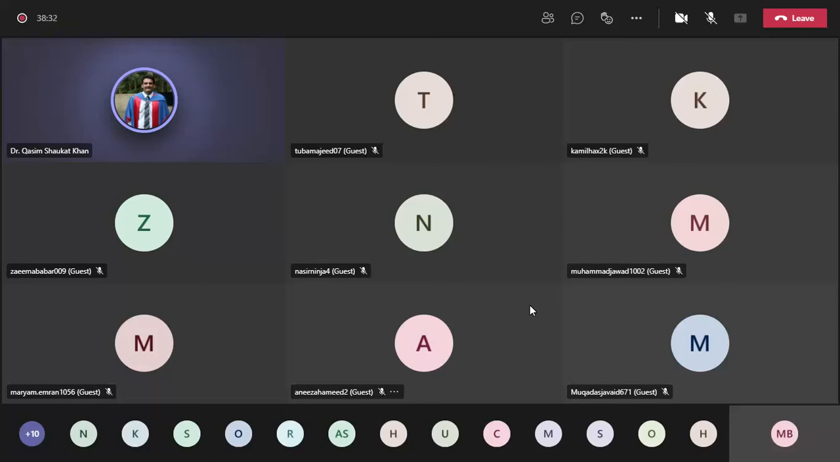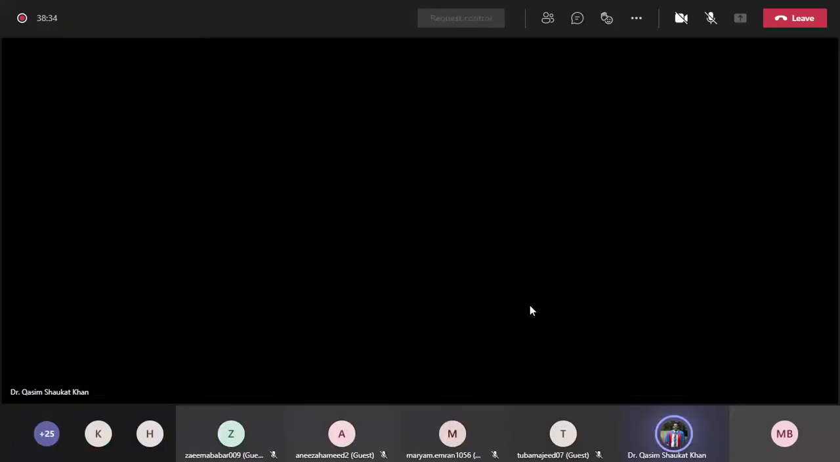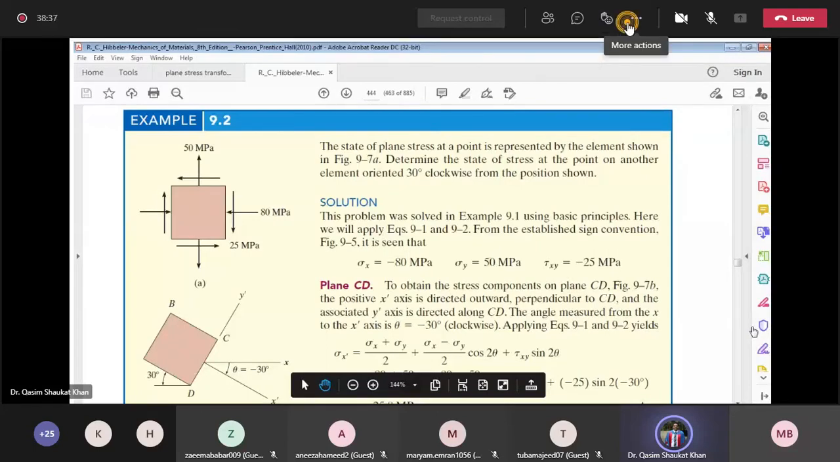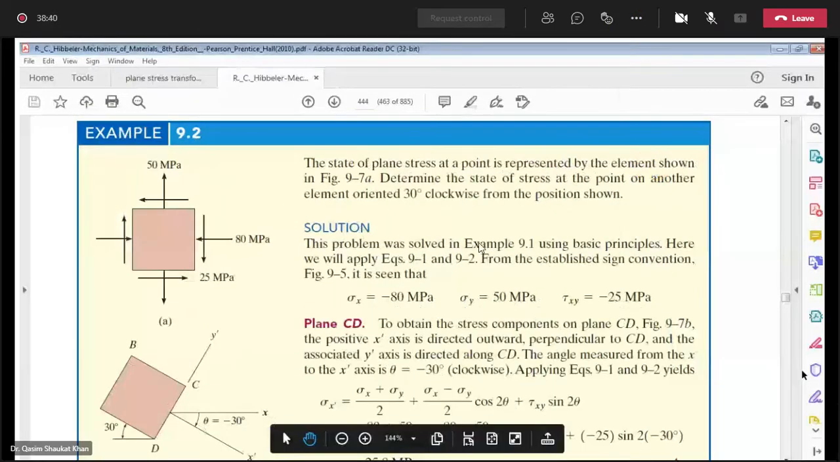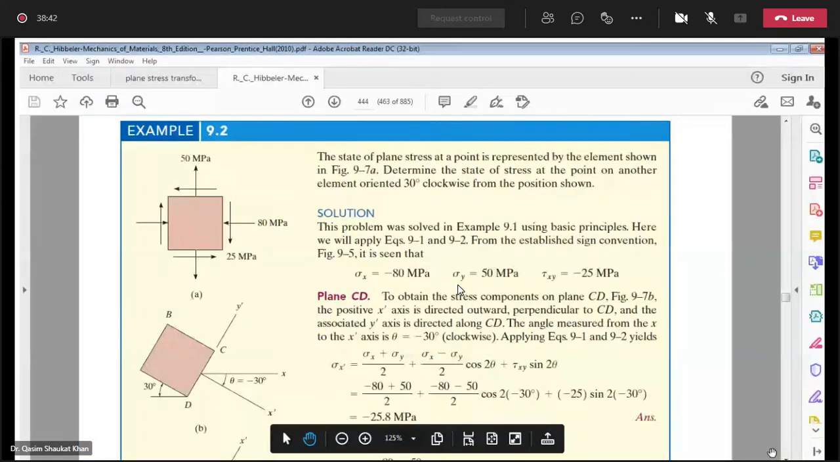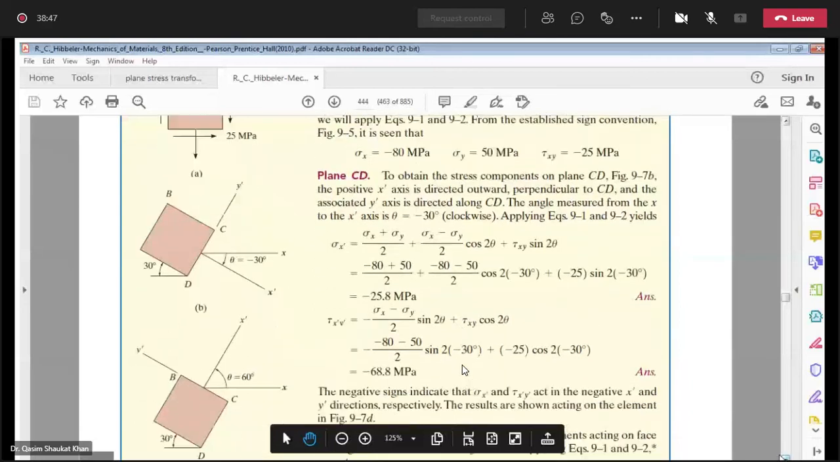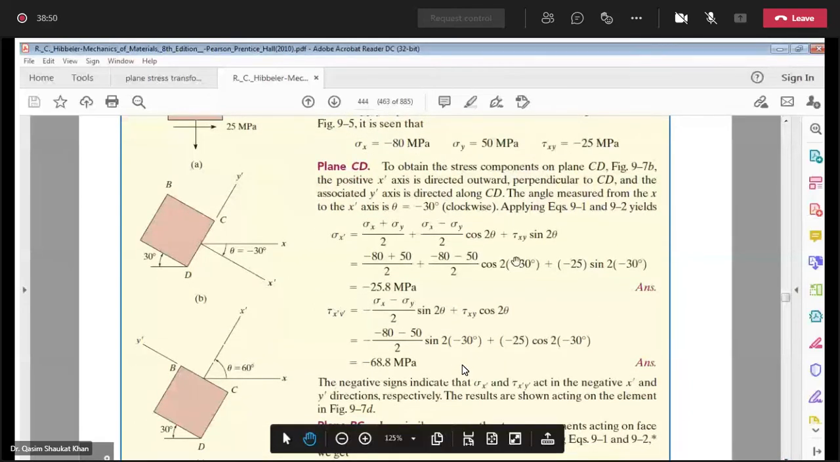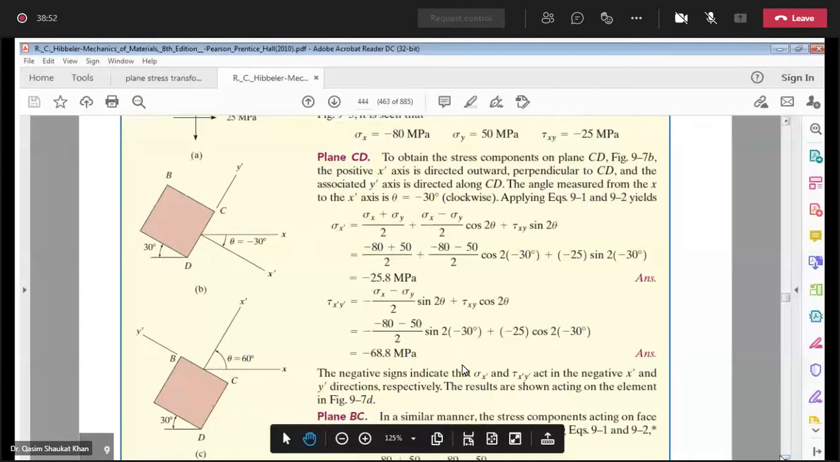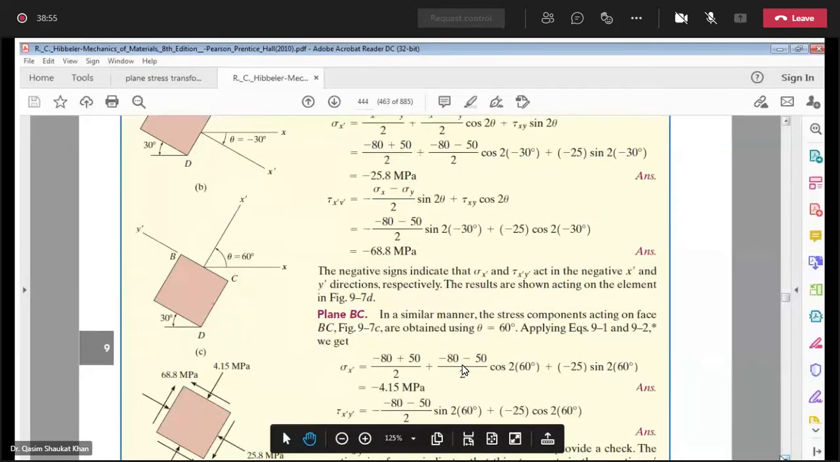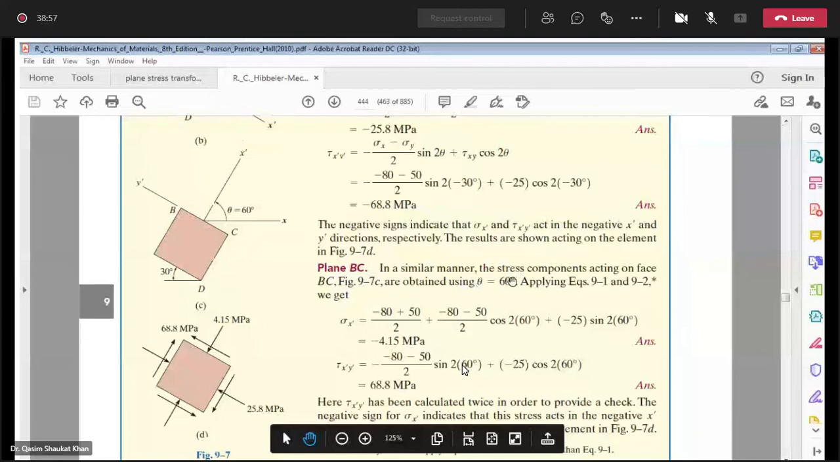Let's come to the book. Now in the book you can see they have calculated sigma x dash, tau x dash y dash for theta minus 30 degrees. Then they have repeated the same question with theta 60 degrees, and you got sigma x dash as minus 4.15 megapascals, tau x dash y dash as 68.8 megapascals.